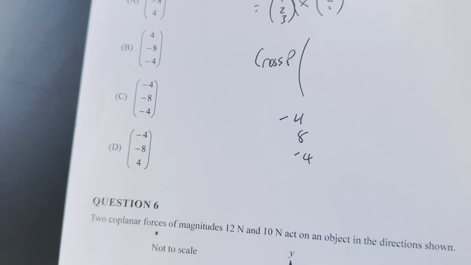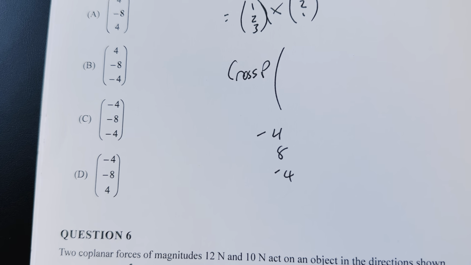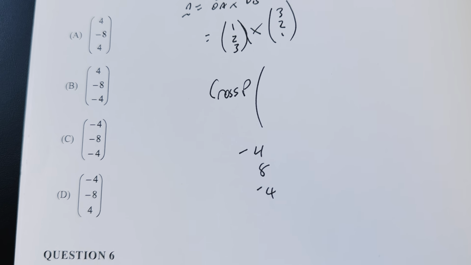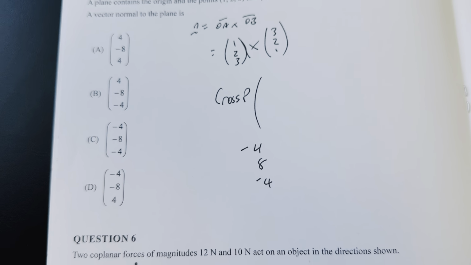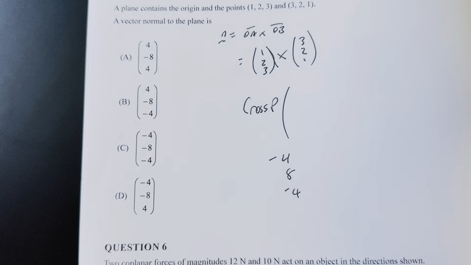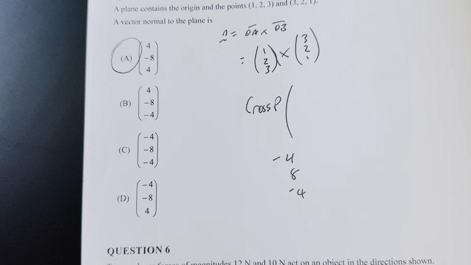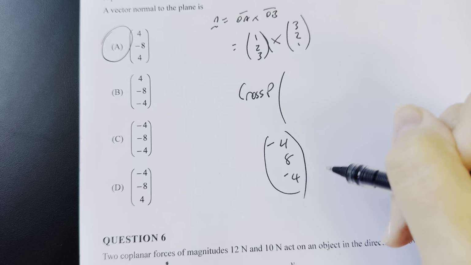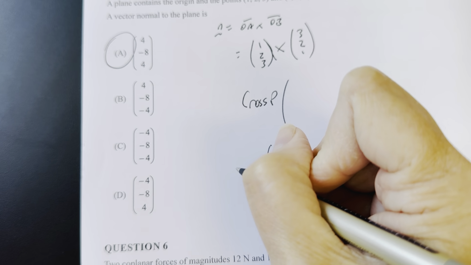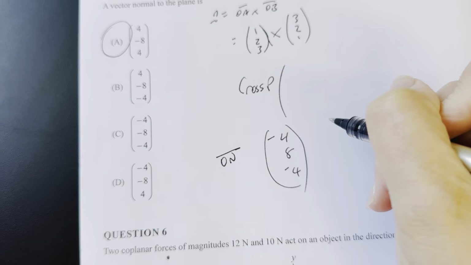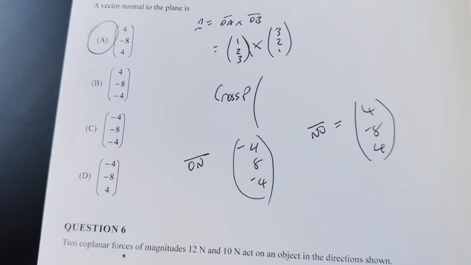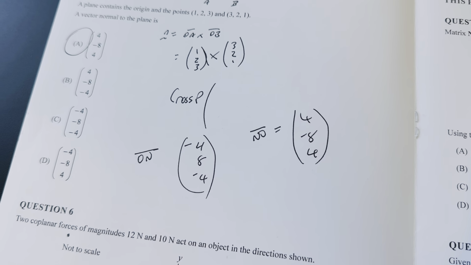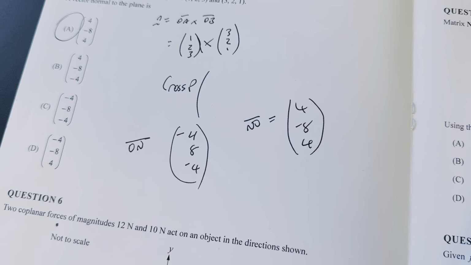What happened there? That's not a solution. Did I enter that incorrectly? All right. That would also be the same as A, because if this was ON, then NO would be 4, -8, 4. Same vector, still perpendicular, but it's in the opposite direction, isn't it?